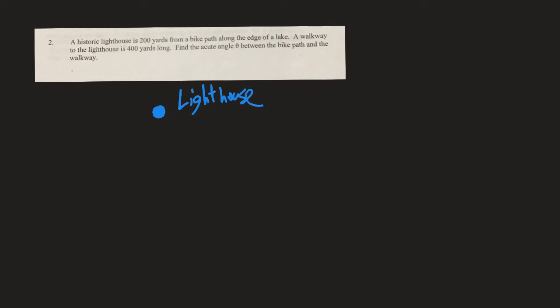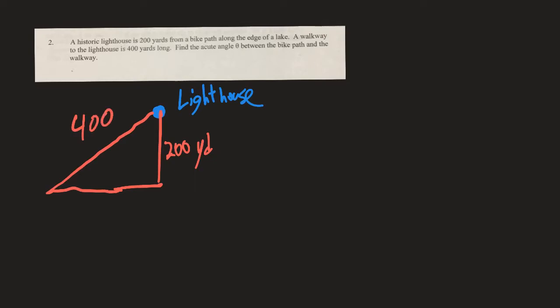And 200 meters away from that, or sorry, 200 yards, is this bike path. Okay, and I want to find an angle from this bike path. There's a walkway that connects back to the lighthouse. That is 400. Okay, so if you're not sure, over here, this 400 is the walkway. And this 200 yards is the distance to the bike path. So this is the path. And I want to figure out what this angle is.